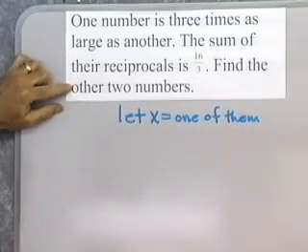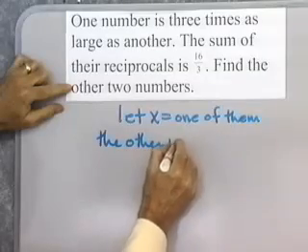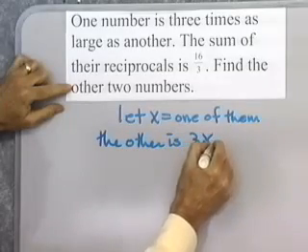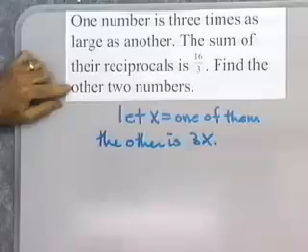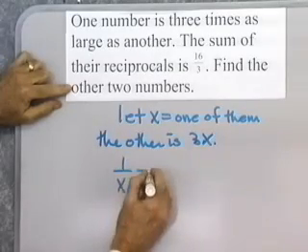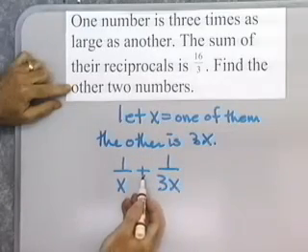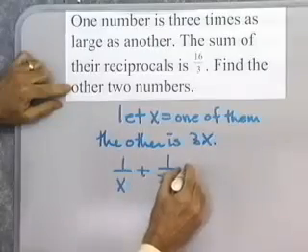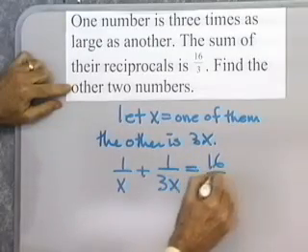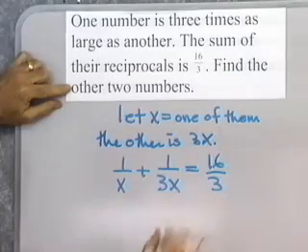Okay, let's let x equal one number. Then the other one must be 3x. The sum of their reciprocals is 16/3. So the reciprocal of x is 1 over x. The reciprocal of 3x is 1 over 3x, and that's the sum of their reciprocals, and that comes out to be 16/3.